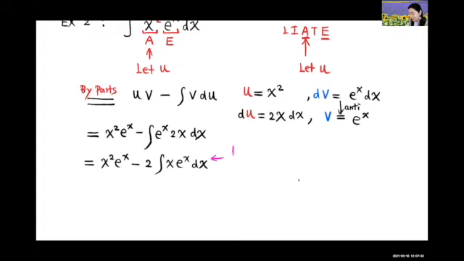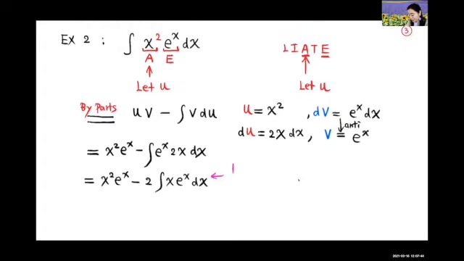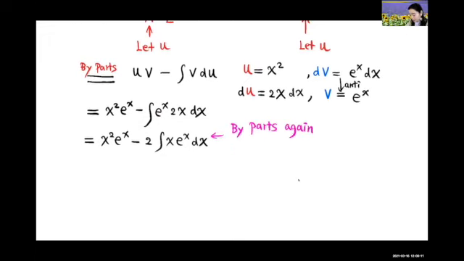Because see, what happened over here is you use by parts once, and the exponent on this x goes down by 1, right? And then if we do it one more time, you will have x to the 0 power, which is 1. So we're going to use by parts one more time. Let's do it over here on the side.